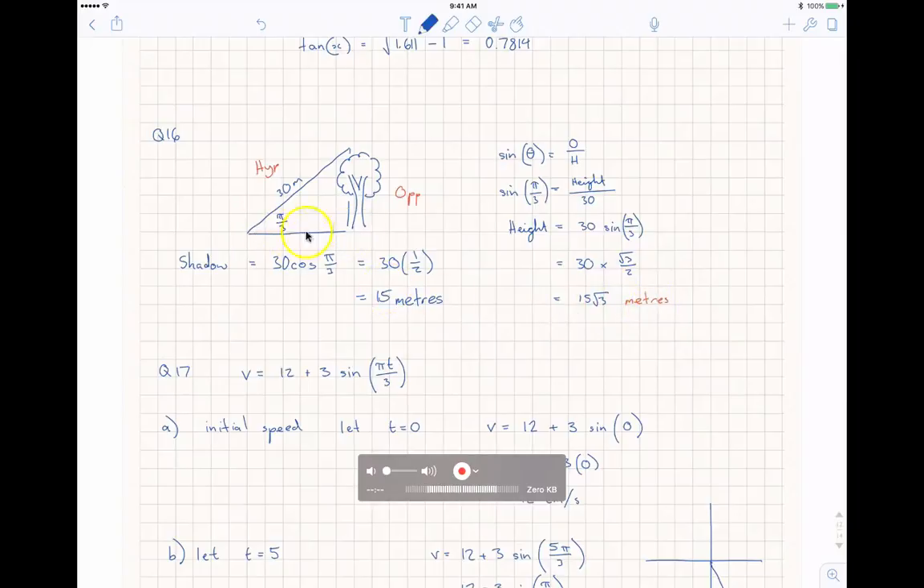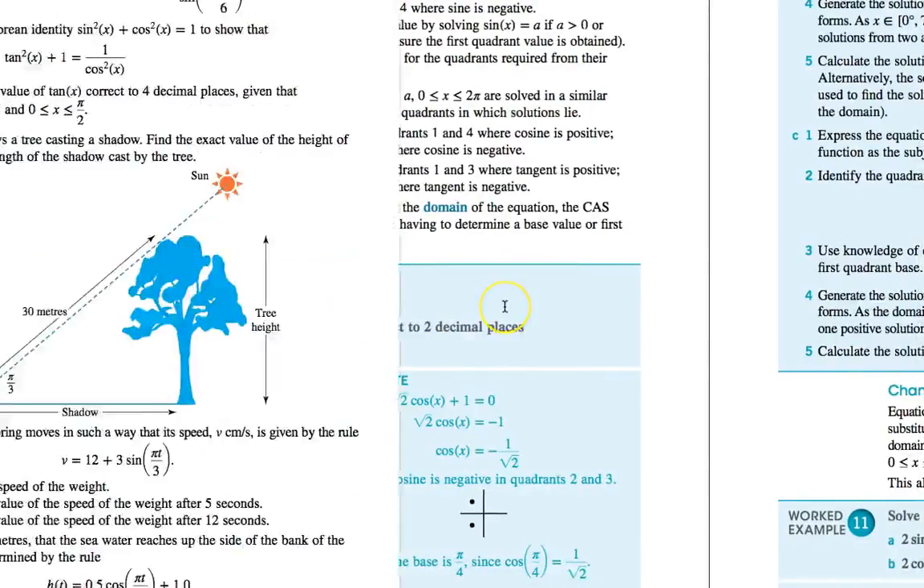Similarly, the shadow is this length here. It's the adjacent, so that's using the cosine. Cosine equals the adjacent over the hypotenuse. So if we multiply both sides by the hypotenuse is where I get this 30 cosine of pi on 3. Cosine of pi on 3 is a half. Half of 30 is 15 meters. So hopefully that one should have been an easy one. Next one.